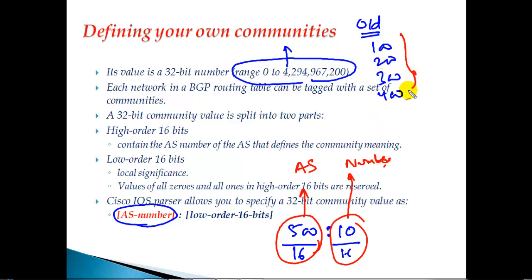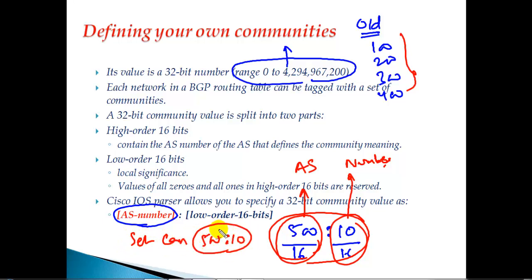Now the older method is still also supported. In case you tag with this new method, let's say I have created a route map and I have given set community 500:10, by default most of the IOS will still get back to the older method only. Now if you want to change to the new method, there is a command called BGP community new format. There is a command called community new format. Once you apply that command, only then will the IOS start using the new format of tagging.